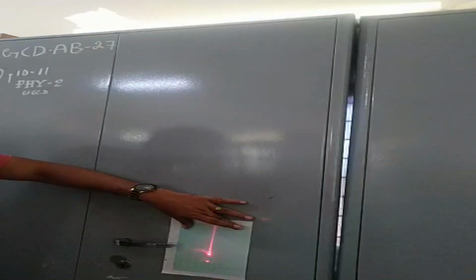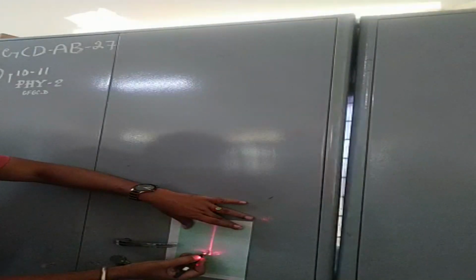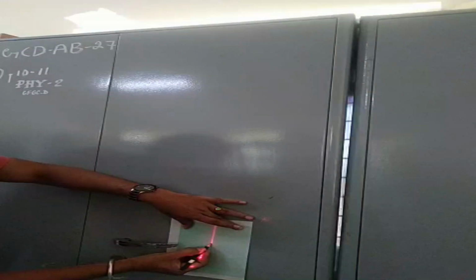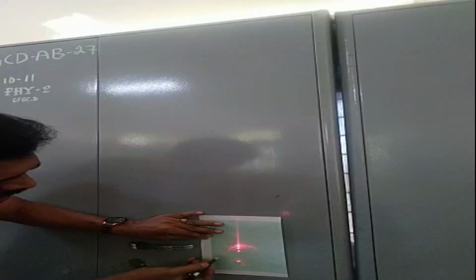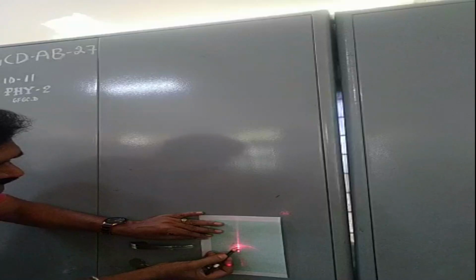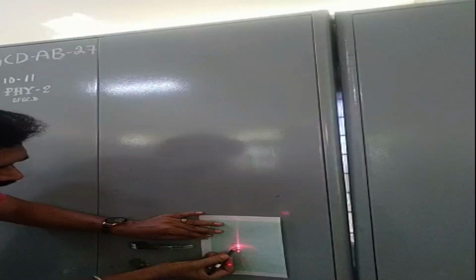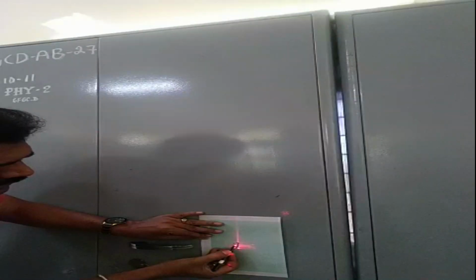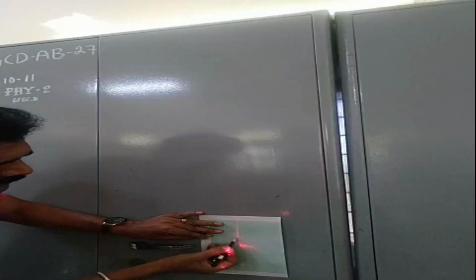Without disturbing the graph sheet, you have to continuously mark all the diffracted spots. This is the first diffracted spot, A1, A2, A3, A4, A5, A6, A7, A8, A9, A10. I think it is enough. Then you can see that A0 is considered as a bright spot, that is the 0th order diffraction. A1 is the first order, A2 is the second order, A3 is the third order, like that. It continues up to 10th order.